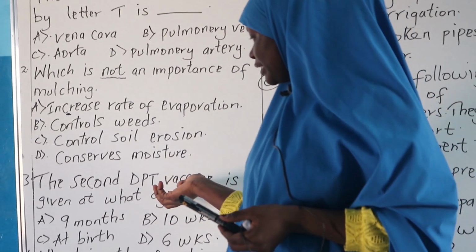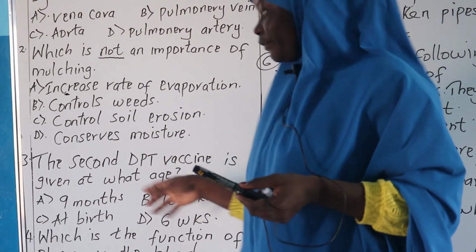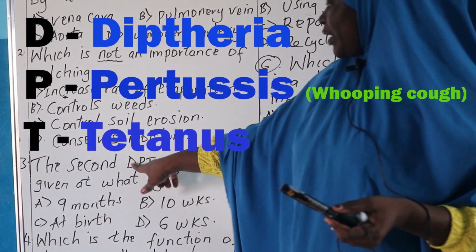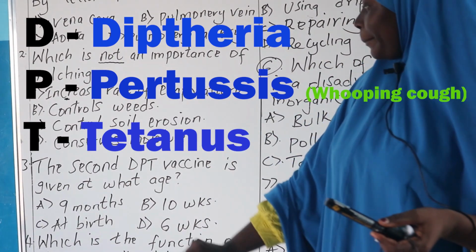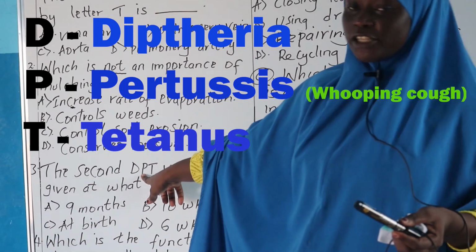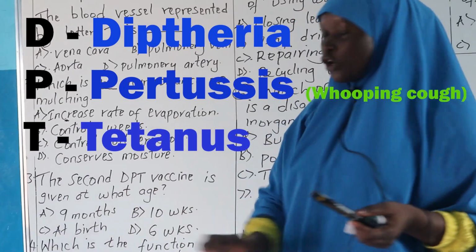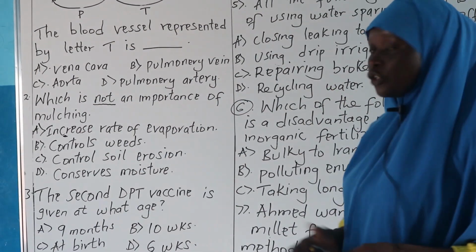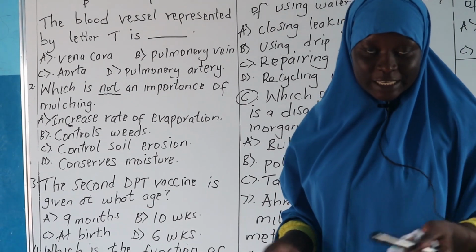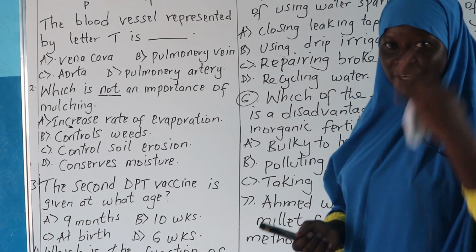Do you know what DPT stands for? And which diseases are we given the DPT against? The first disease is D, which is diphtheria. The second one is pertussis, that is whooping cough. Then we have T for tetanus. But we want to know at what age they are given. DPT is given 3 times, in 3 doses.